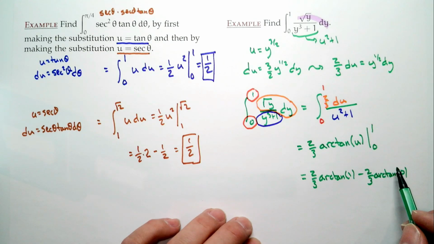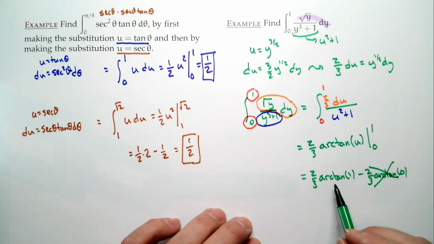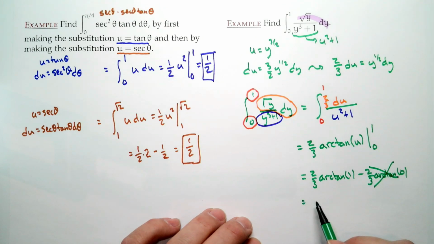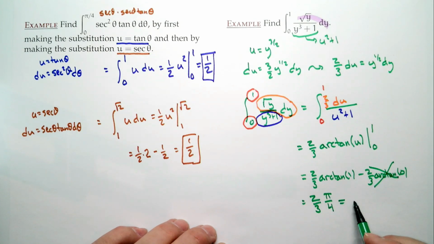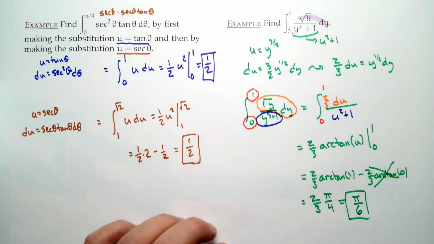Arctangent of 0? Do you know that one? Arctangent of 0 is 0. That goes away. How about arctangent of 1? Do you know that one? Pi over 4. So the arctangent of 1 is the angle where the tangent of that angle gets you 1. And that's 45 degrees, or in our calculus terminology, pi over 4, which we can simplify our final answer to be pi over 6. And that's it.